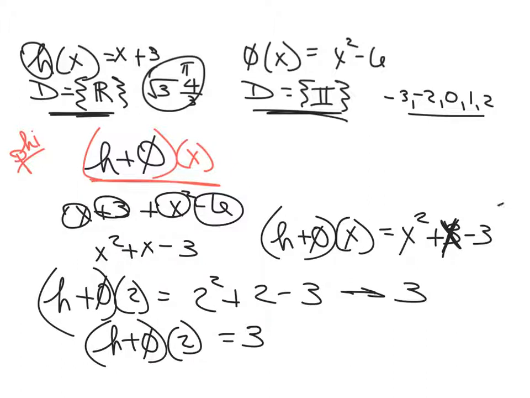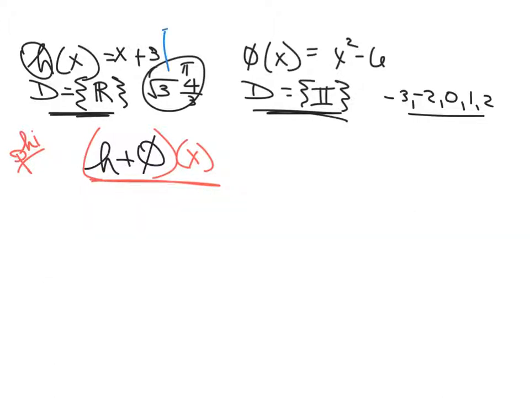All right, so see what I did there? All I did was took this here and added this here and got this here. Then I put the 2 in for the x, so 2 squared plus 2 minus 3, and that gave me 3. That's one way of doing it. Let's look at another way of doing this one.